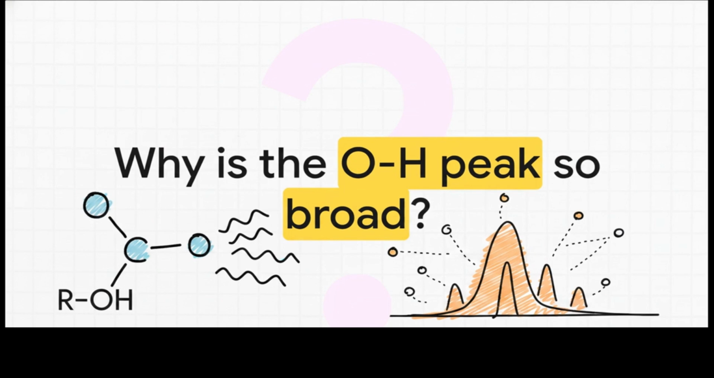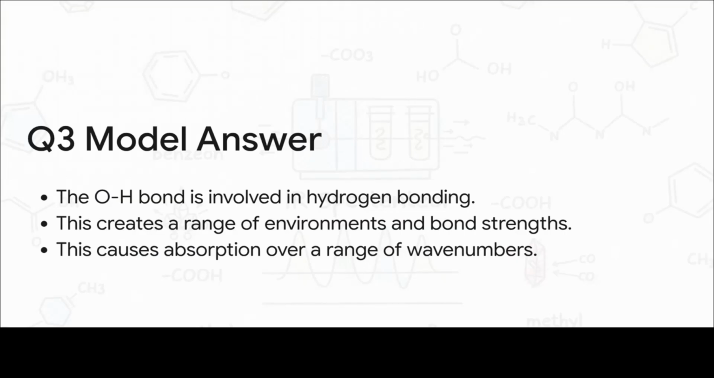Moving on to question 3. Explain why the O-H absorption in an alcohol appears as a broad peak. This specific 2-mark theory question trips up so many students who just memorize the numbers, but not the why. Let's break down the perfect full-mark response. The logical flow here is absolutely crucial.